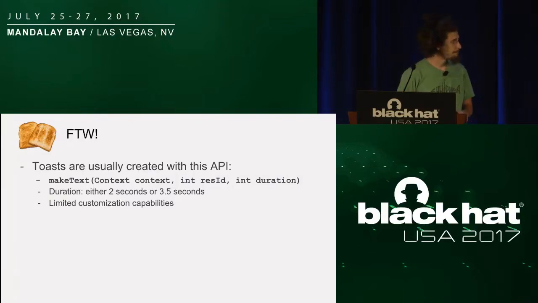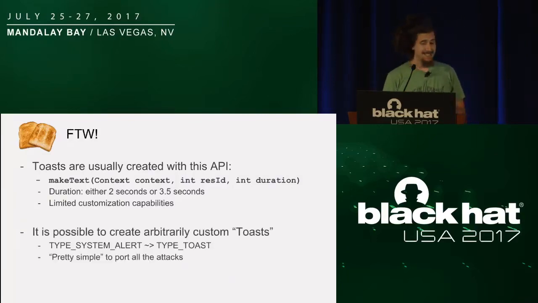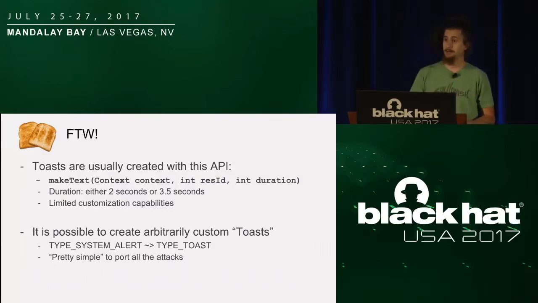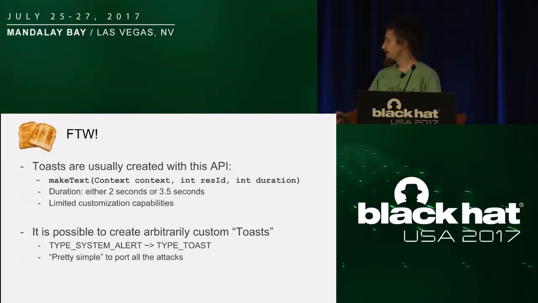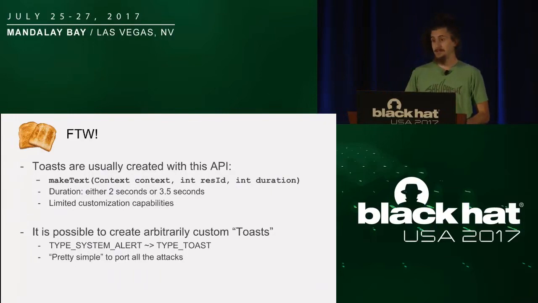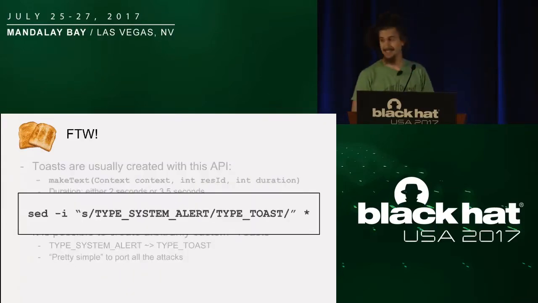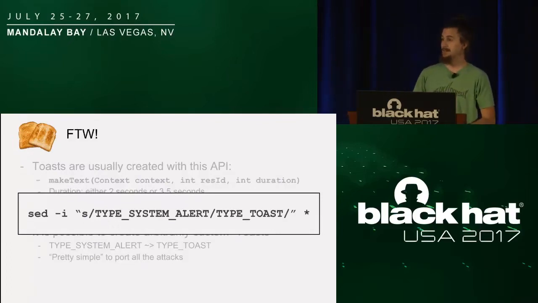What we found is that it's actually possible to create custom toasts by using exactly the same API that you would use to create these system overlays. So you have this window manager, addView, and things like this. And it's actually pretty simple to port the current proof of concept to use toast. And when I say pretty simple, I actually mean it. You literally substitute the string with type toast, and the attack works out of the box.